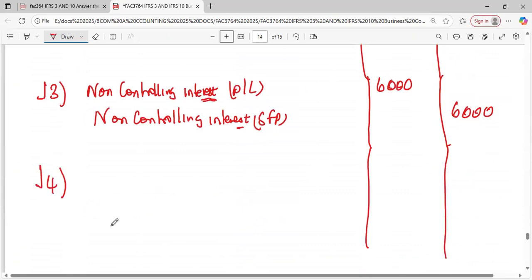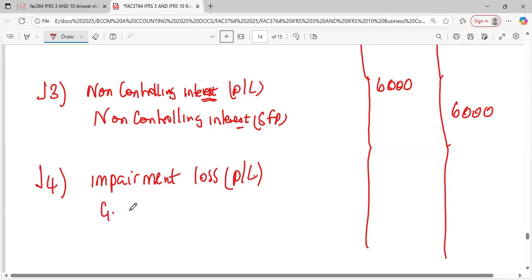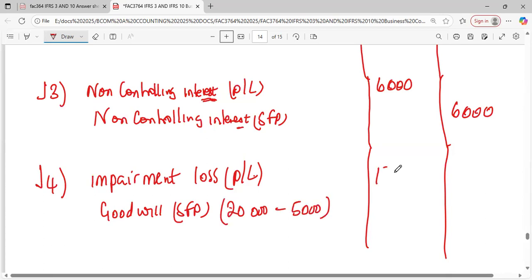The impairment of goodwill. So we take it to profit and loss under impairment loss, in the profit and loss. Then what we do, we credit goodwill in the statement of financial position. By how much? Our goodwill is 20,000. It has to be impaired to 5,000. So the impairment loss is going to be 15,000 here and 15,000 here. Right. So that's how you do your journal.